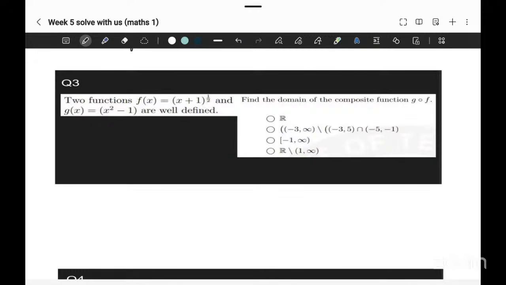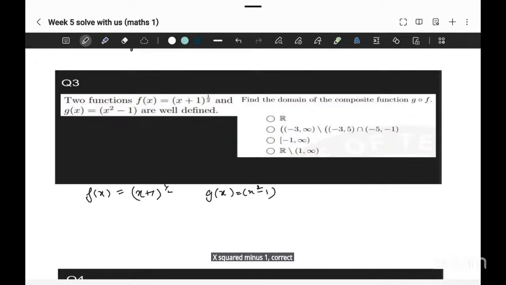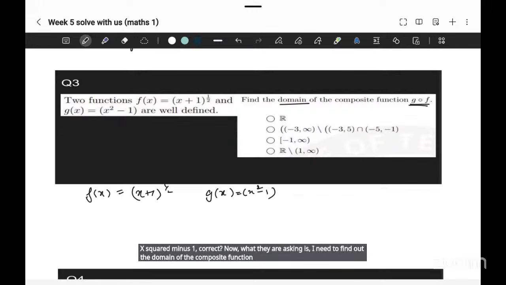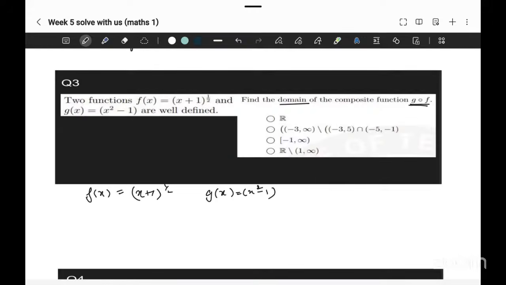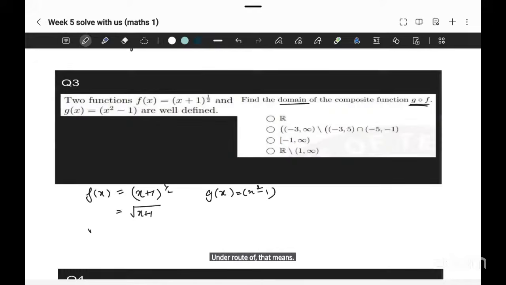See, what the question is stating is there are two functions, right? One is f(x), which is (x plus 1) raised to the power 1 by 2, and one is g(x), which is x square minus 1. Now, what they're asking is I need to find out the domain of the composite function g of f. First of all, for this f(x), what is my domain? f(x) is under root of x plus 1, so this should be greater than or equal to 0.